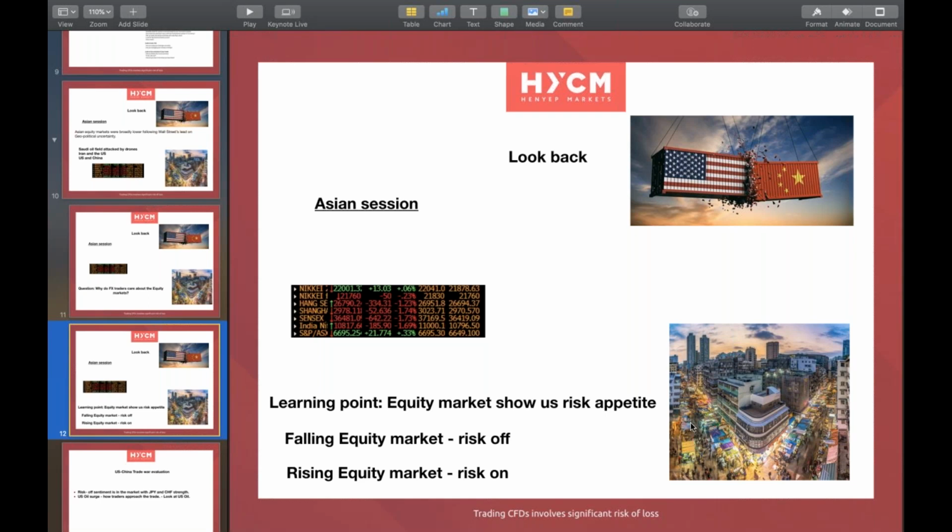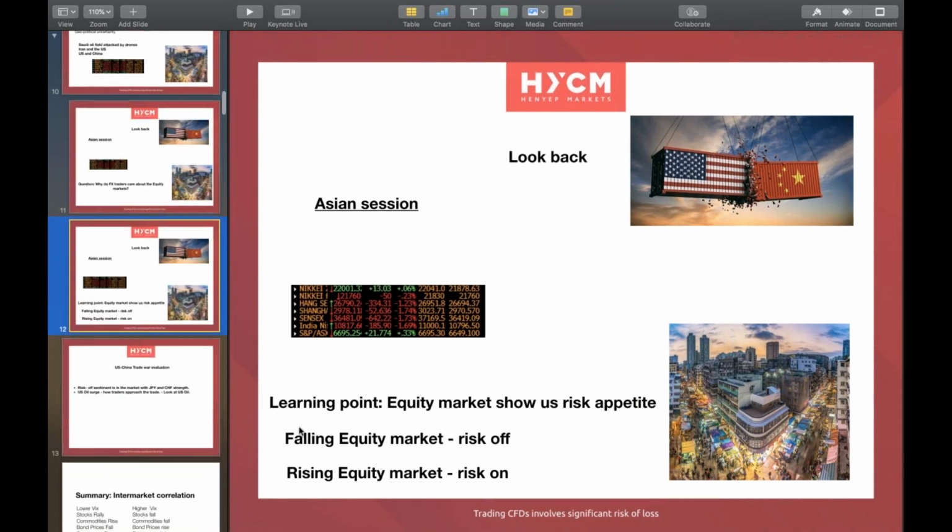So when we see money rotating out of equities, we know the equity traders are feeling risk averse. They're very sensitive to risk. That tells us we're in a risk-off market. Likewise, on the contrary, if we see a rising equity market, we know that risk is on.